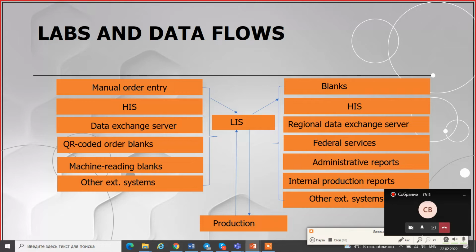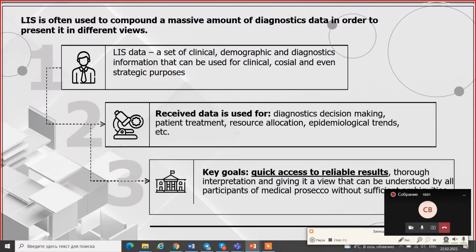So the data exchange there, it's not a full list, but you have manual entry of orders for tests. You have hospital information systems and orders from them. You have data exchange servers that can be regional or federal level. You have QR coded blanks, when you read the QR and take the automatic order encrypted in it. You have machine forms, it's just like a scanner but for machine-reading blanks, or other external systems, and a lot of data to output. So it's also an aspect you have to consider very, very carefully, because they all have different protocols, different development teams, different terms and plans, and it's pretty tricky, but it is the reality of modern healthcare IT.